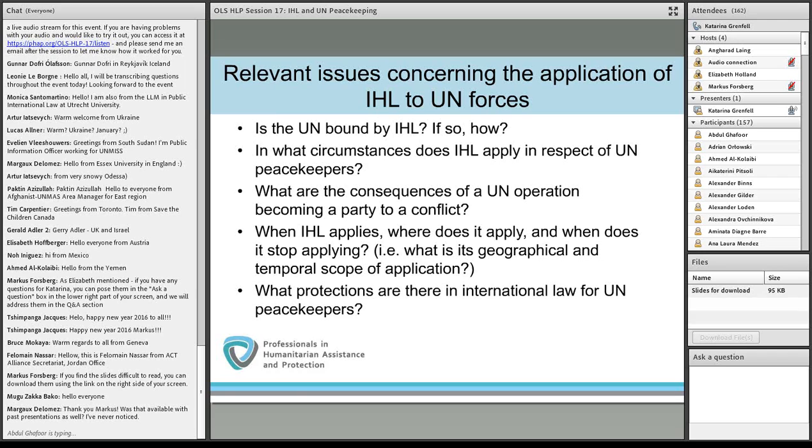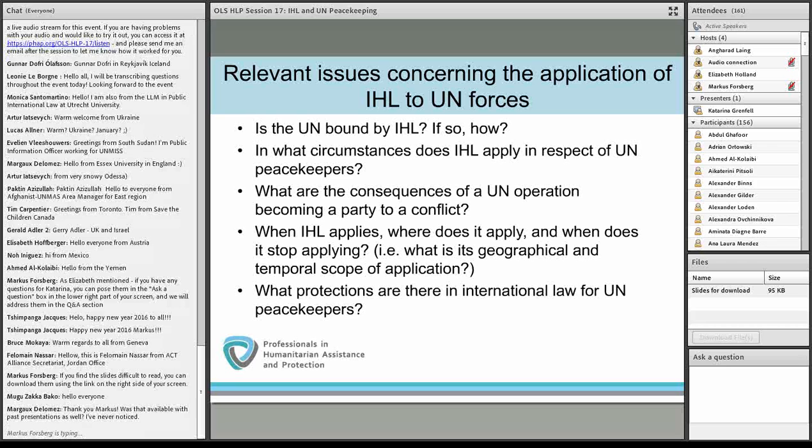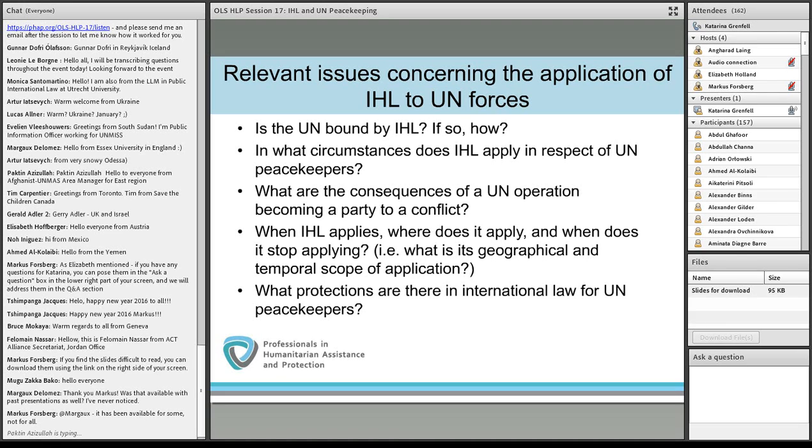Peacekeeping is of course not referred to in the Charter of the UN, but has developed in the practice of the organisation to allow it to carry out its purpose of maintaining international peace and security. As such, consistent with the ICJ's reasoning, to the extent that UN peacekeepers may be regarded as combatants in situations of armed conflict, the UN would be bound by the principles and rules of IHL, which apply via customary international law.